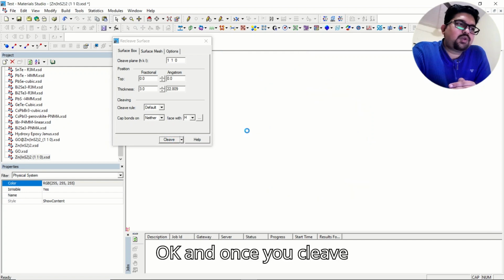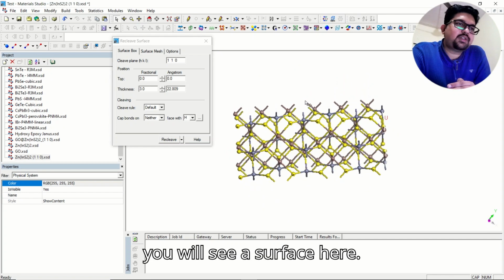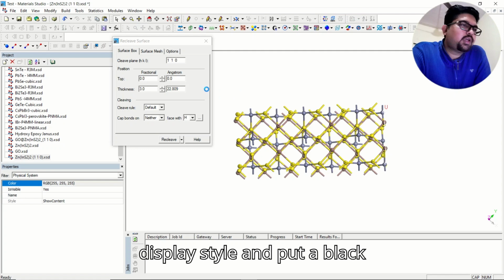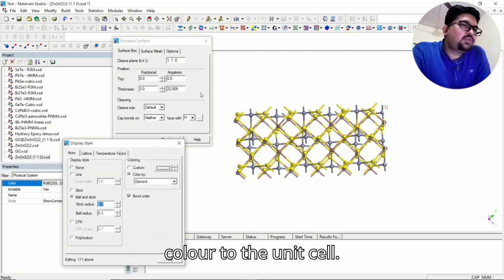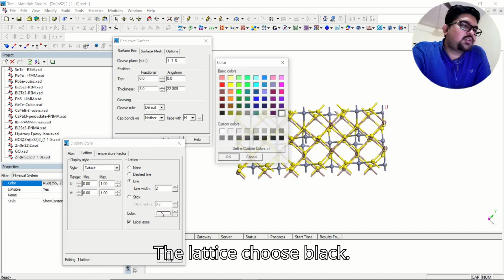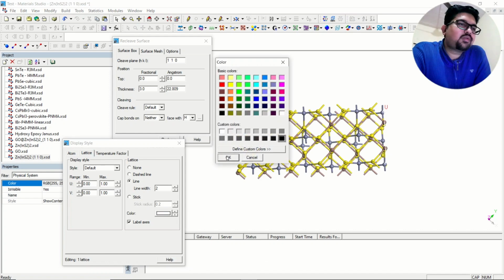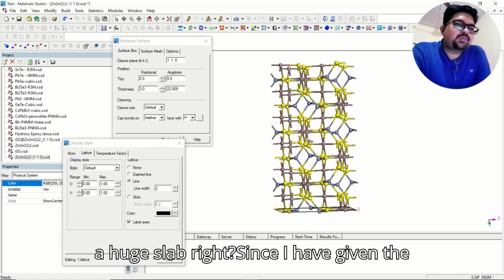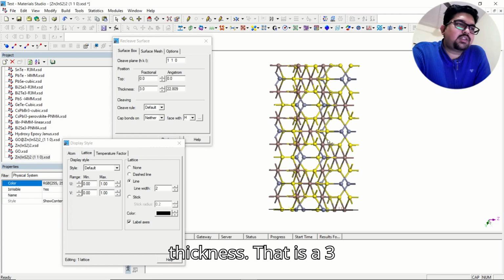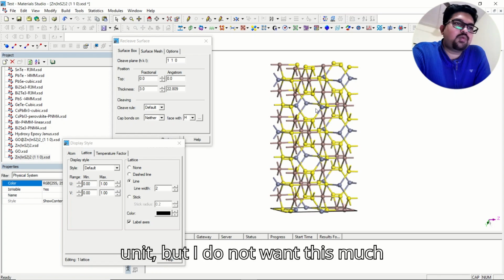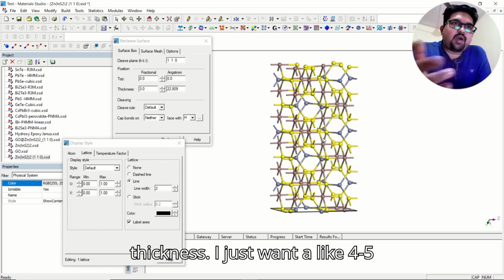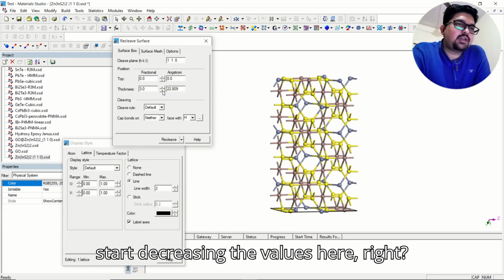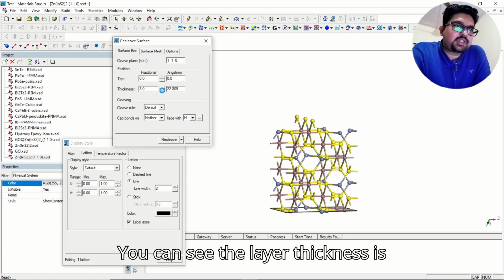Okay, and once you cleave, you will see a surface here. Now right click, go to the display style, and choose black for the unit cell, the lattice. Okay, so now you can see this slab. It's a huge slab, right? Since I have given a thickness of 3 units, but I don't want this much thickness. I just want 4 or 5 atomic layers. So I will start decreasing the values here, right? You can see the layer thickness is decreasing.